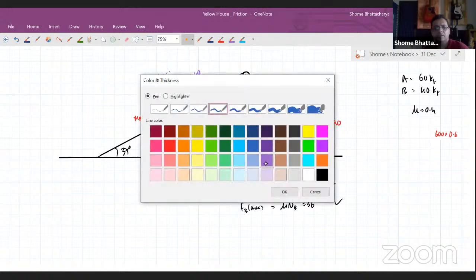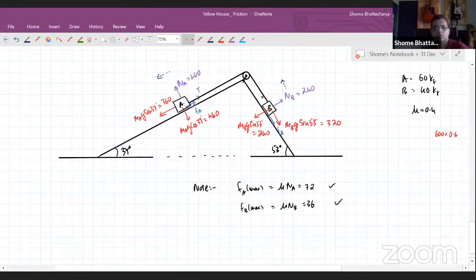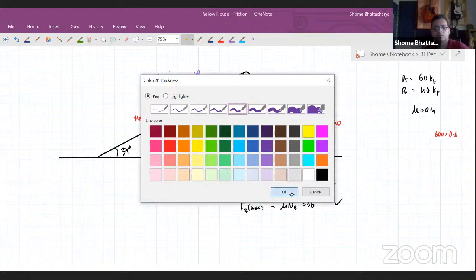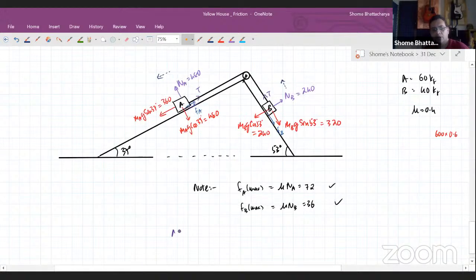Okay, so this is a more tricky type of question in comparison. These are the forces that will be acting within the system. Now see, for block A, assuming no slipping, we'll have the equation that the weight's sine component is balanced by friction plus tension.